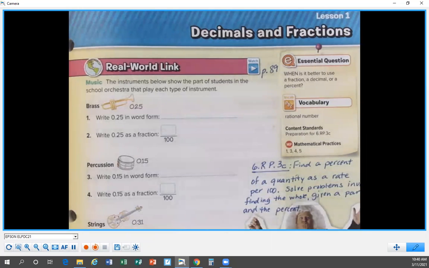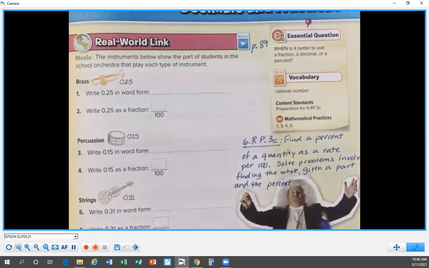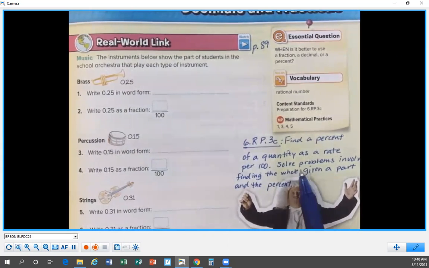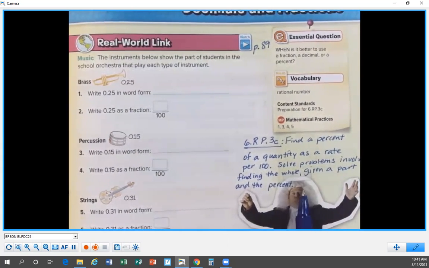Okay, hello sixth graders. So today we are looking at Chapter 2, Lesson 1, Decimals and Fractions. We are working on page 89. Our learning standard today is that we will be able to find a percent of a quantity as a rate per 100, also known as a percent, and solve problems involving finding the whole given a part and the percent.